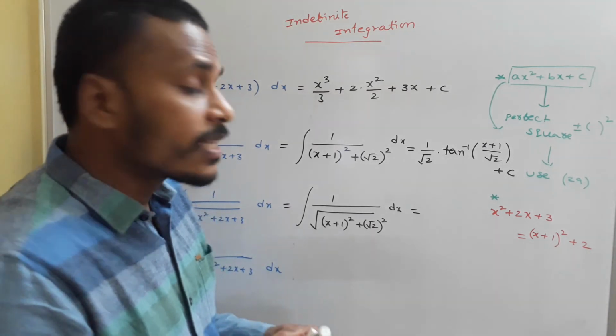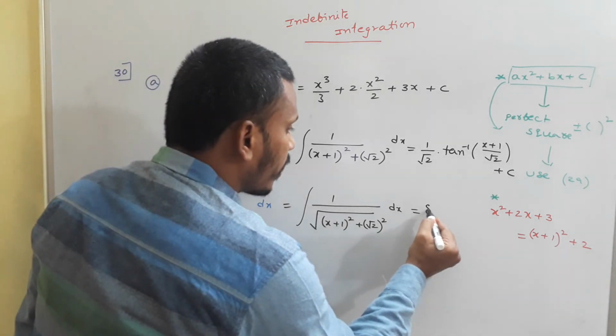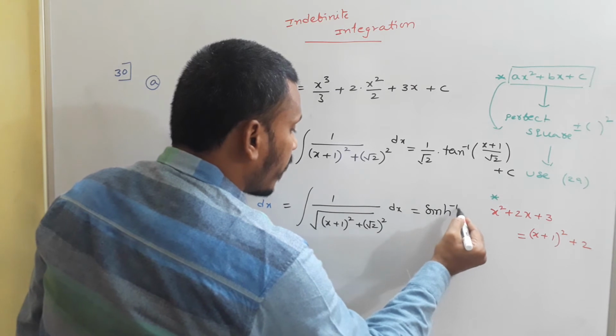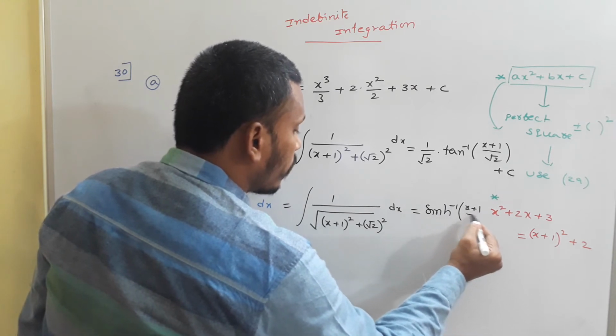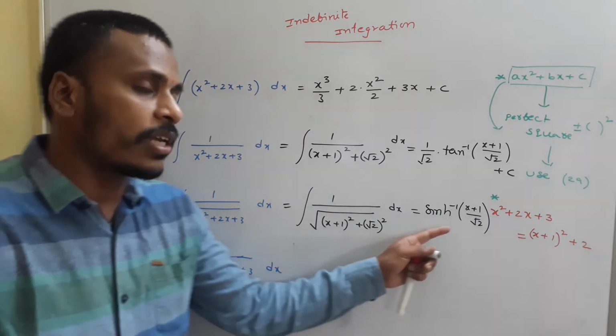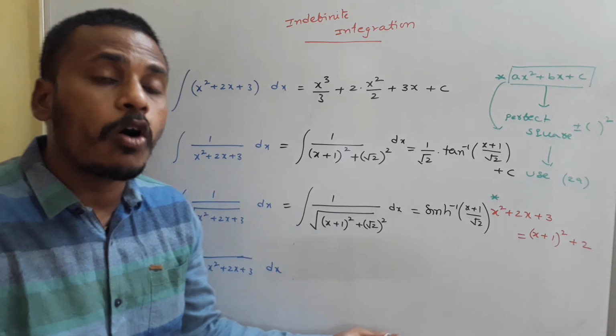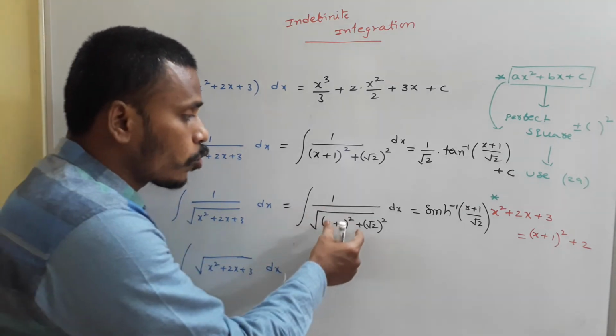Our answer is what? Sin h inverse, or you may go with logarithm. Here I am just using sin h inverse. This is equals to sin h inverse of x plus 1 by root 2 plus some constant of integration. Not only the sin h inverse, we also have a chance to use logarithm of x plus 1 plus this root term also.